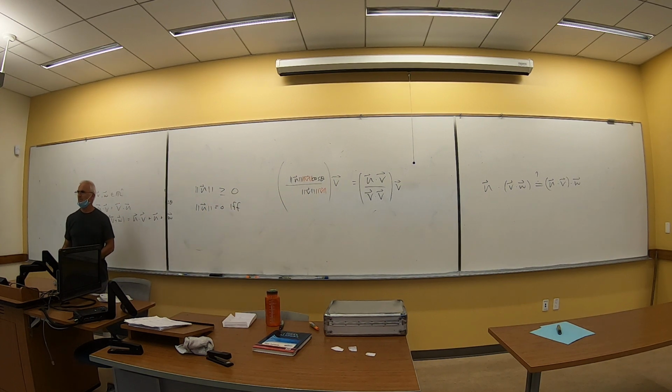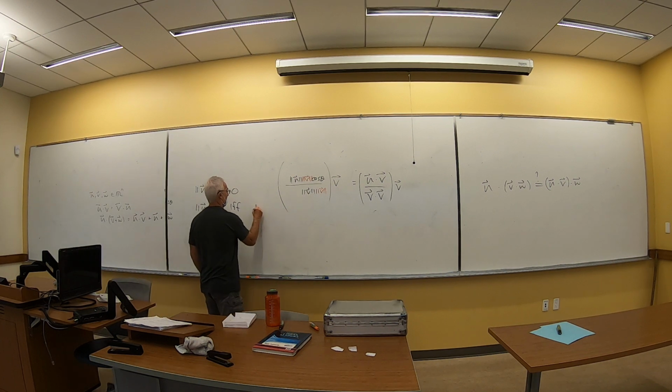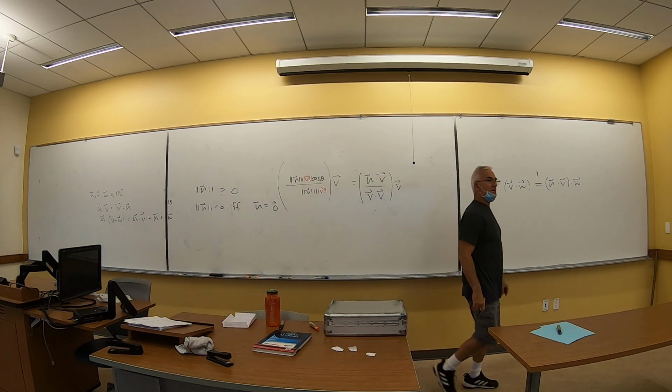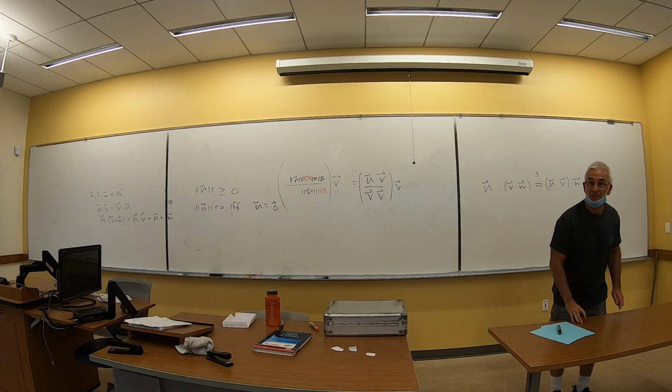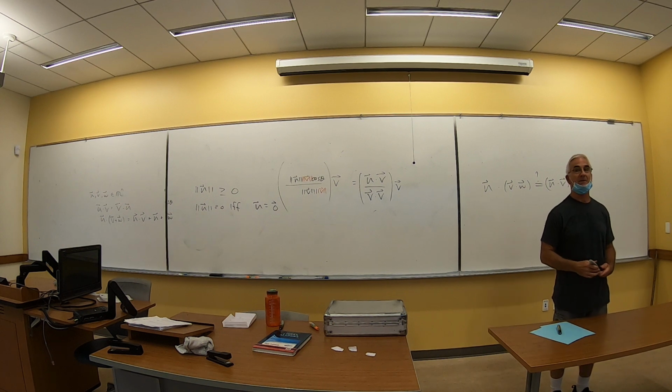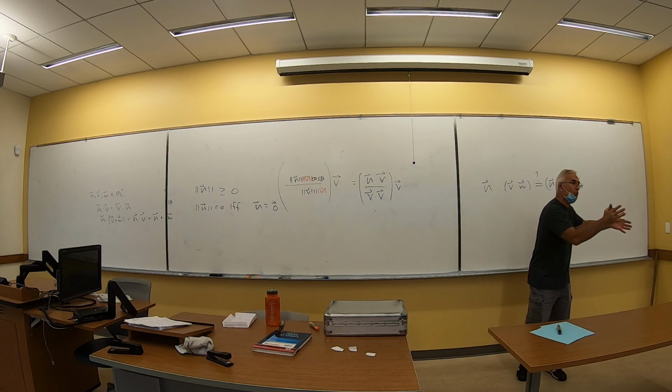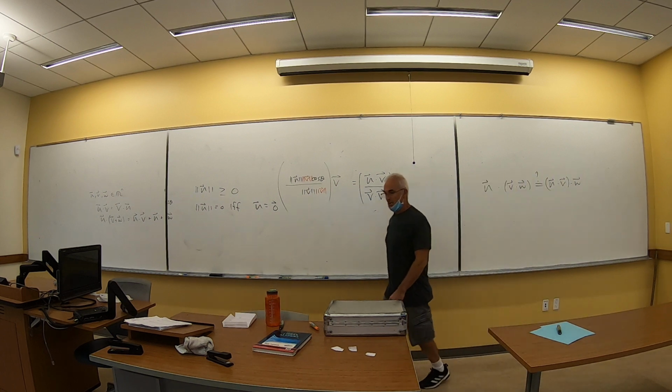IFF, what does that mean? If and only if. It represents a biconditional: if A, then B; if B, then A. A if and only if B. If and only if what? The zero vector. A magnitude is always non-negative. It can only equal 0 if you actually have the 0 vector. The rest of the time, obviously, it's positive. But we put greater than or equal to 0 because we do allow for the fact that it could be the 0 vector.